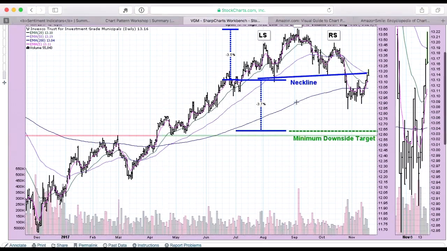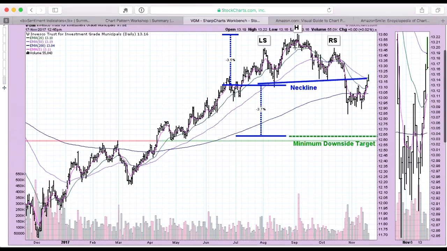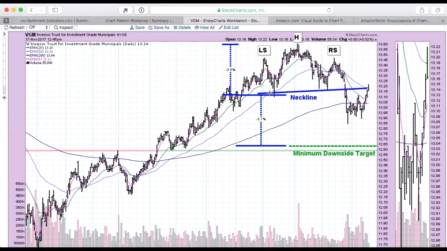You want to typically see volume on the left shoulder being higher than the volume on the right shoulder. That's just a typical thing. It's good to see volume increase in some way, shape, or form during the formation of the head as well. And so we measured that minimum downside target. We did get the breakdown, but it never really got to that target. So we got the breakdown, but we didn't see the target reached.